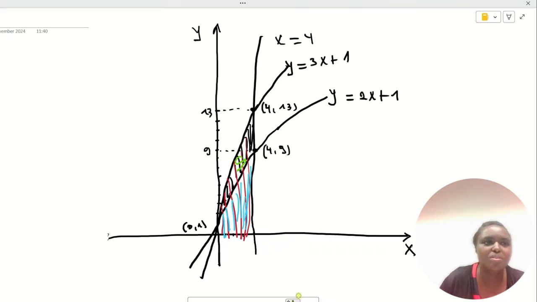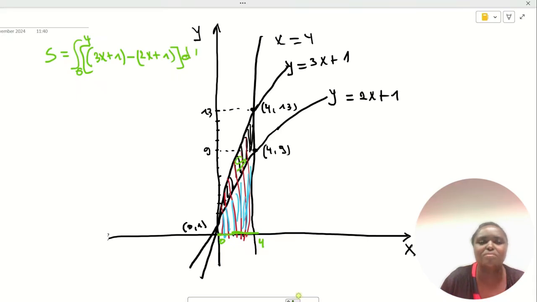Let me compute it here. S will be equal to the integral from 0 here to 4. We have 0 here and 4 here. So we are integrating from 0 to 4. And what are we integrating? We are integrating 3x plus 1 minus 2x plus 1. That's what we are integrating, and dx.